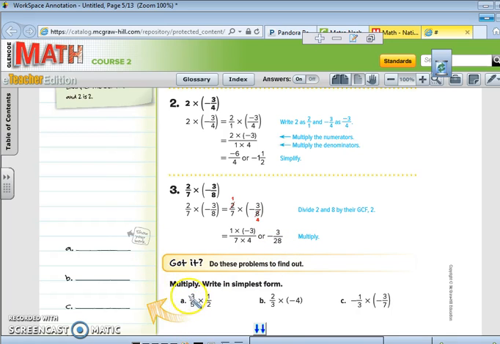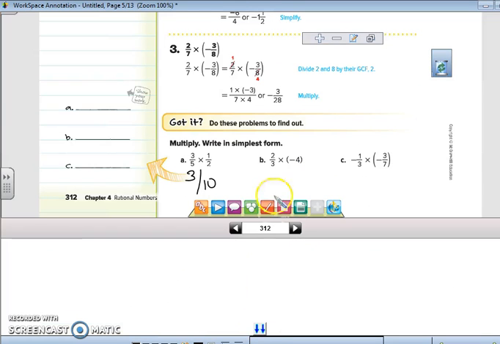So on letter A, you should multiply your numerators. 3 times 1 is 3. 5 times 2 is 10, and that cannot be simplified, so 3/10 was your answer.